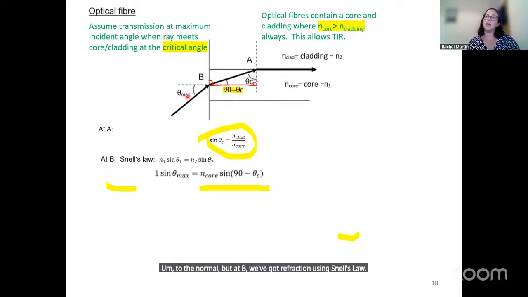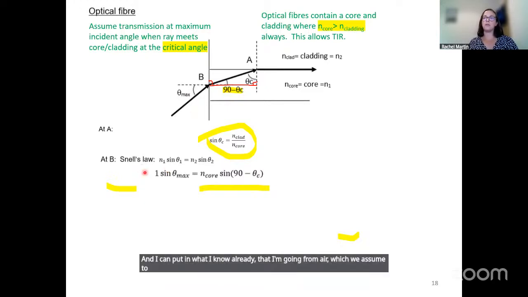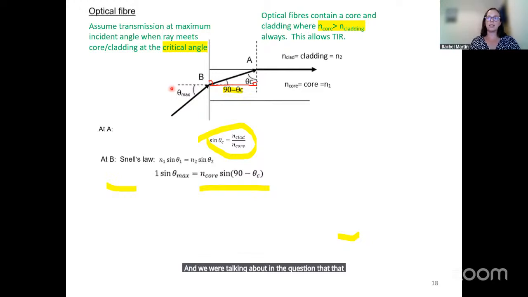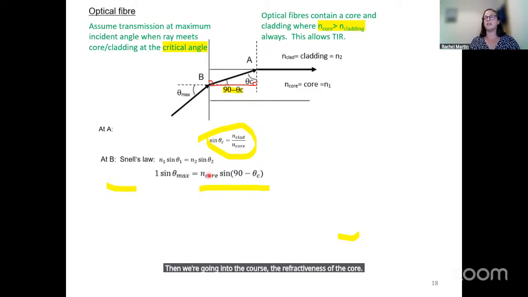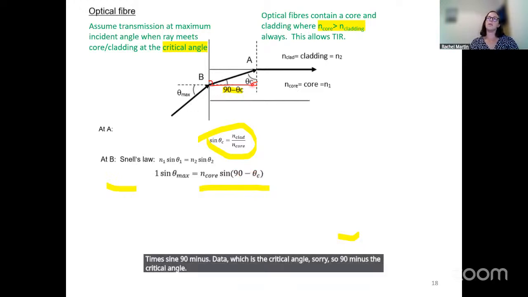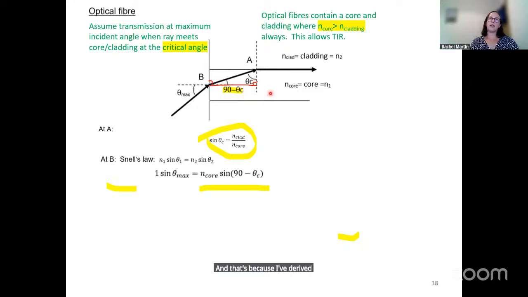And I can put in what I know already, that I'm going from air, which we assume to have a refractive index of 1 for a vacuum. And we were talking about in the question that that is the maximum theta. That's what we were trying to derive in the first place. Then we're going into the core, so the refractive index of the core, times sine of 90 minus the critical angle. And that's because I've derived that those angles in that triangle add to 180 degrees.